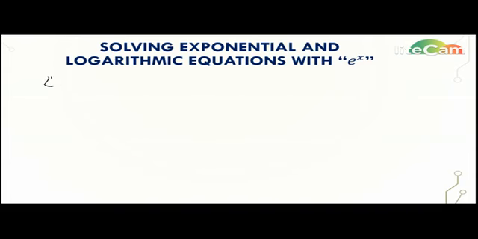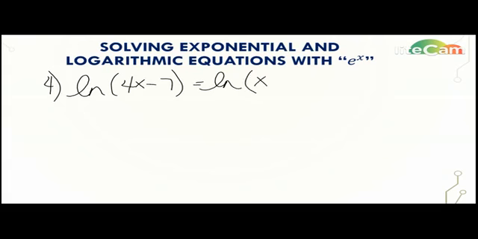Okay, here is number 4. All right, so now we're into some different ones. I have the natural log of 4x minus 7 equals the natural log of x plus 11. Remember that, just an easy example, if the natural log of x equals the natural log of 2, then x would equal 2, without worrying about what the natural log of 2 would be.